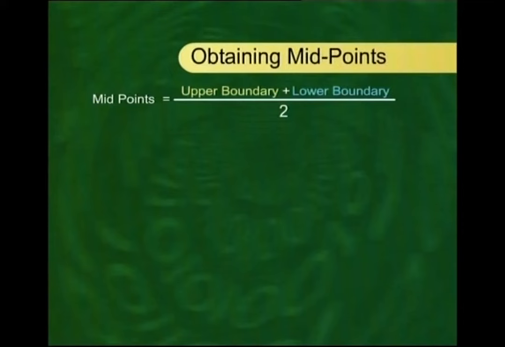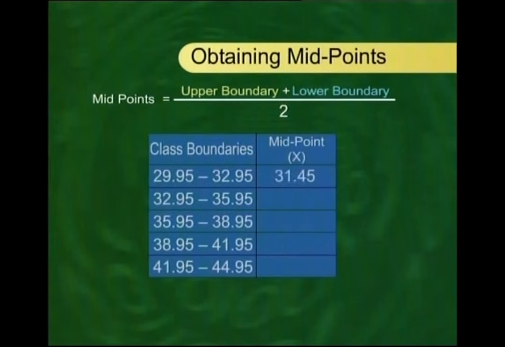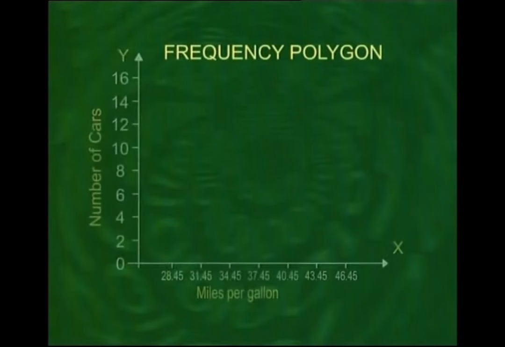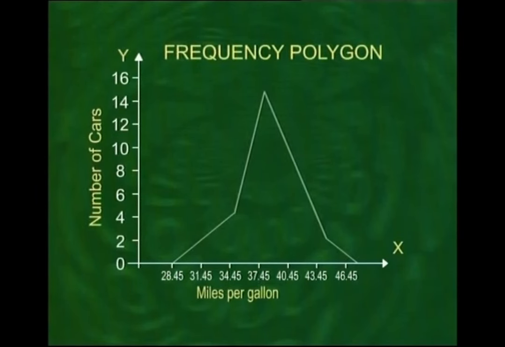So as you now see, we have the midpoints for this example as 31.45, 34.45, 37.45, 40.45, and 43.45. As you must have realized, it is simply the average of the lower boundary and the upper boundary of any class. Now, plotting these along the x-axis and constructing a scale for the frequencies along the y-axis, as you now see on the screen, we are ready to draw our graph, which is called the frequency polygon.